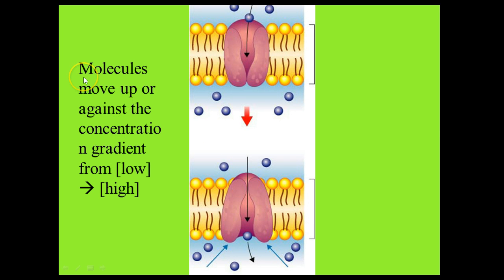So here we have molecules move up or against the concentration gradient from low to high. So you're going to move from an area of low concentration to high concentration, and you're going to use a lot of energy to do that. That's kind of like riding your bike uphill, because you're going from an area of low concentration to high, and you're using lots and lots of energy to pedal up that hill.